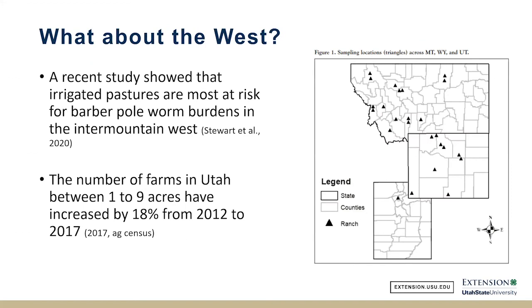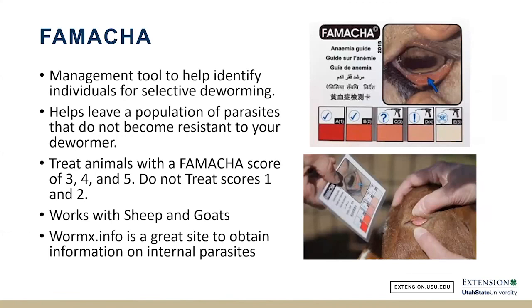We know that this is a problem in the South, but is it really a problem in the West? Well, there was a recent study just done last year that showed that irrigated pastures, even in the Intermountain West across Montana, Wyoming, and a location here in Utah, are still problem areas for the barberpole worm. And as the percentage of our farms that are in smaller acreage from 1 to 9 acres increases, we're seeing more and more sheep operations on irrigated pastures. And so this is something we should think about, which leads me to our tool for doing selective deworming.